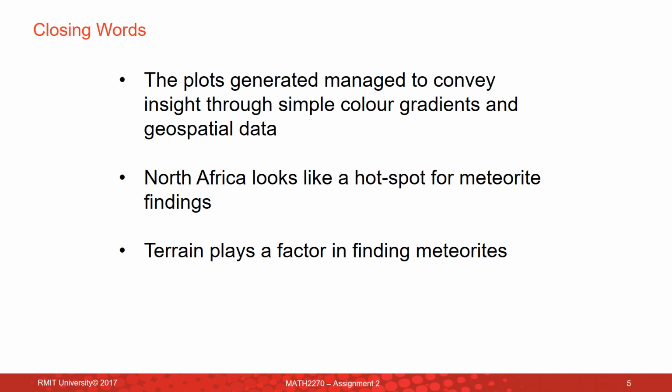In summary, the plots generated provided insight through the use of symbol color gradients and geospatial data. North Africa looks like a hotspot for finding meteorites, and terrain seems to be a big factor in finding meteorites.